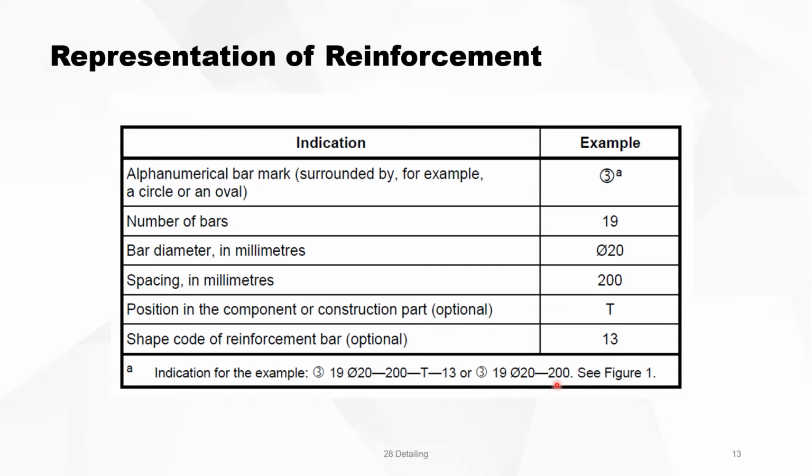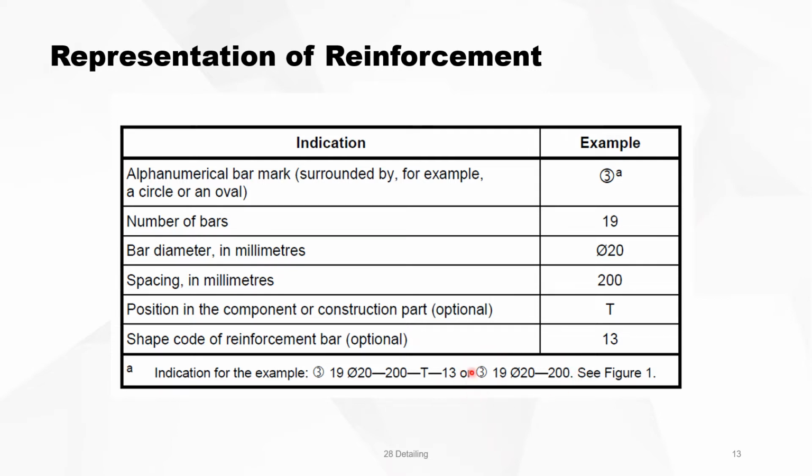So how do you mark your bar? It's marked by, for instance, bar number 3, 19 bars, diameter 20, spaced 20 centimeters, they are laying on the top. That means the first layer. And the shape is 13. This is the full indication. Most of the time it's used like that.